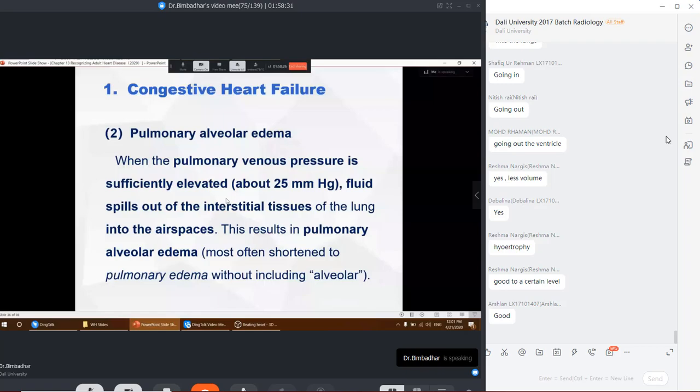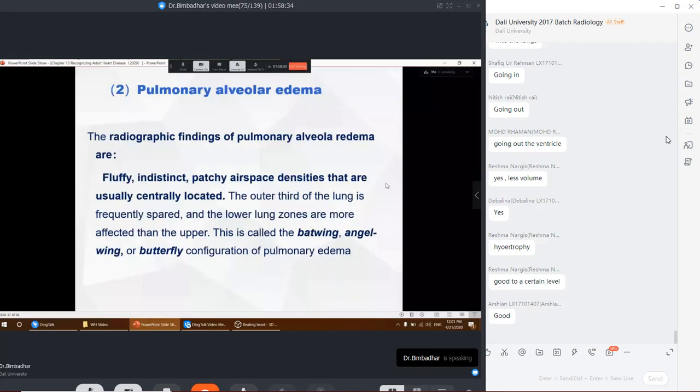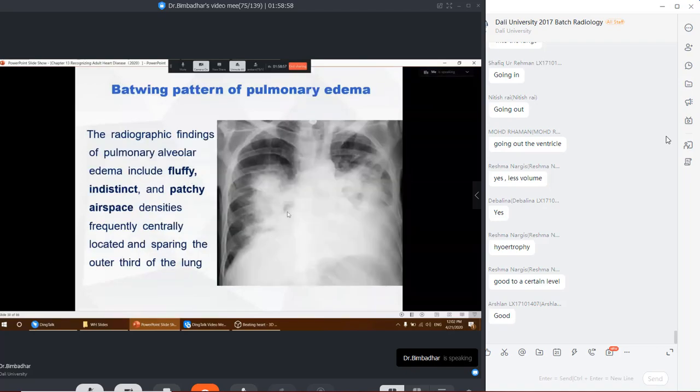So it will have a classical appearance as bat wings or angel wings or butterfly configuration. We have already seen this condition so much before. It will appear as a central, centrifugal configuration, where the patchy, fluffy, indistinct opacities are centrally located along the hilum. So this will be seen as a butterfly. The edema will be seen as the butterfly wings. That's the reason we call it a bat wings pattern.